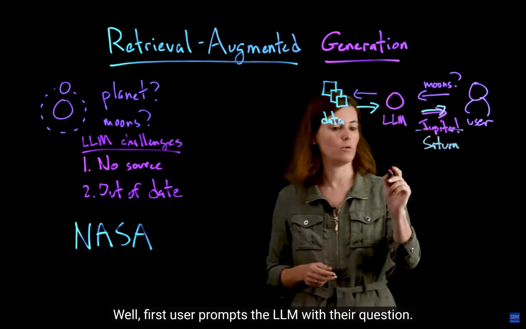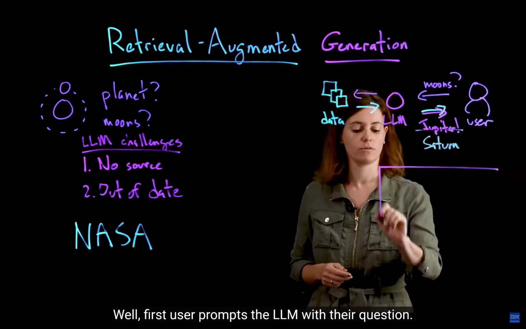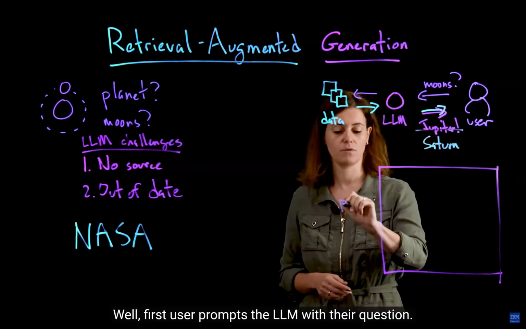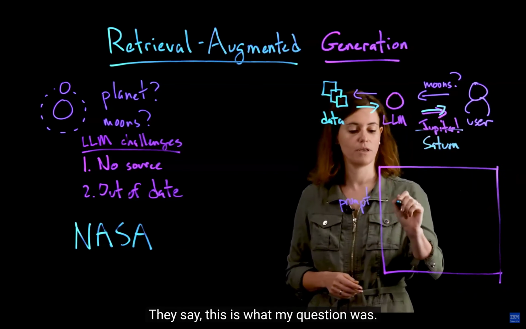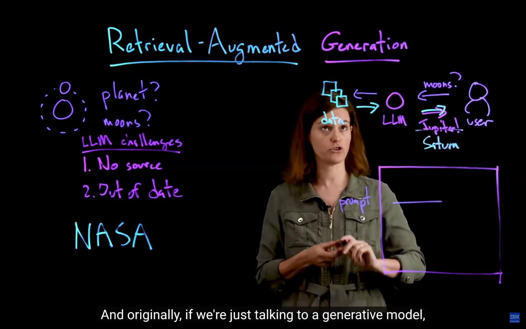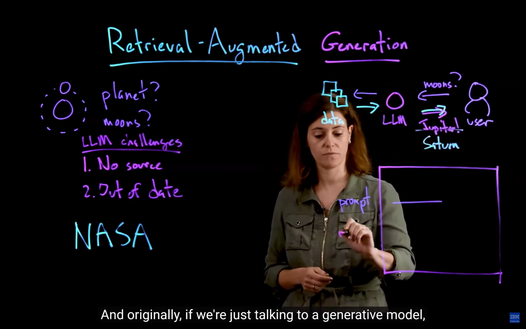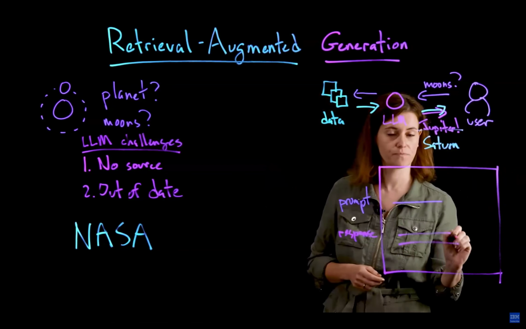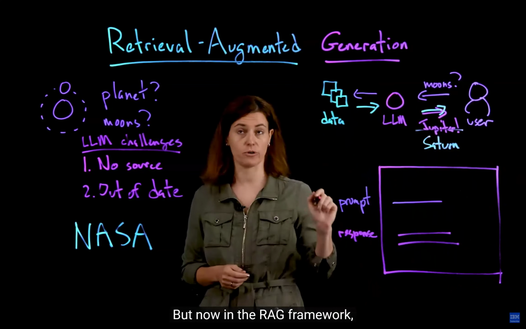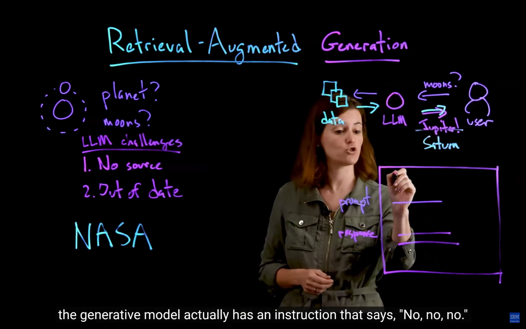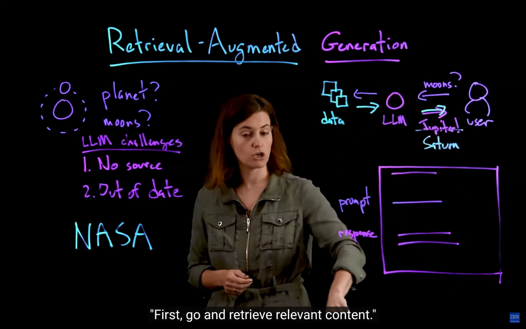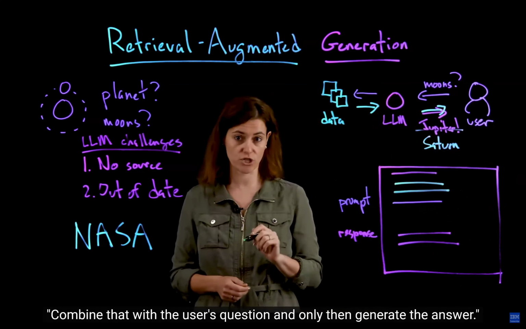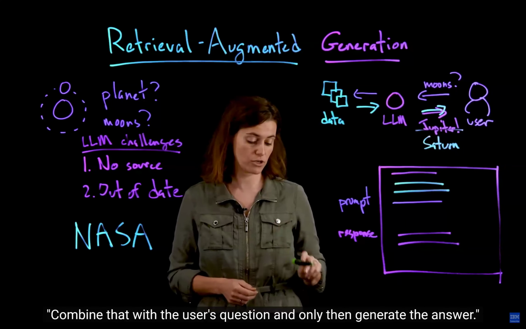What does this look like? Well, first, the user prompts the LLM with their question. They say, this is what my question was. And originally, if we're just talking to a generative model, the generative model says, oh, okay, I know the response. Here's my response. But now in the RAG framework, the generative model has an instruction that says, no. First, go and retrieve relevant content. Combine that with the user's question, and only then generate the answer.